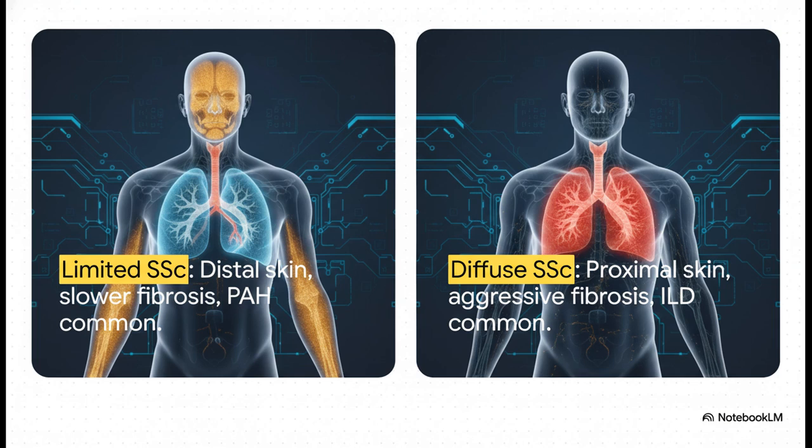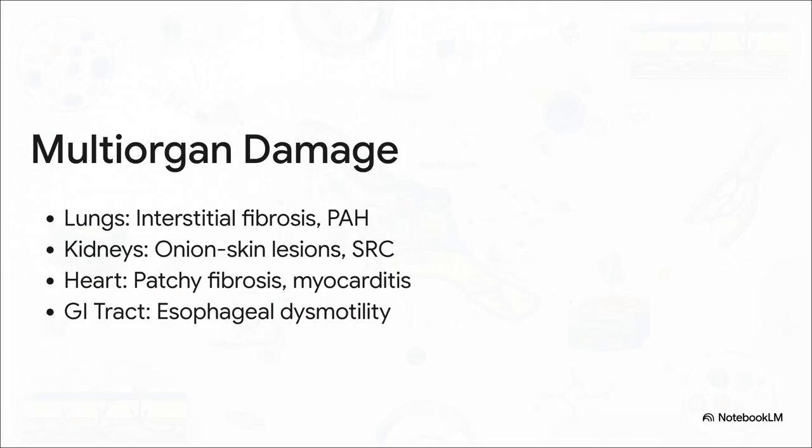When we zoom out from these microscopic pathways to the whole patient, this usually manifests as one of two life-altering clinical phenotypes. You have limited SSC, featuring slower fibrosis mostly on the distal skin, like the hands and face, but carrying a high risk of vascular issues like pulmonary arterial hypertension. Then you have diffuse SSC, which is way more aggressive. The skin thickening spreads proximally to the trunk with a much higher rate of fibrotic internal organ involvement, especially devastating the lungs.